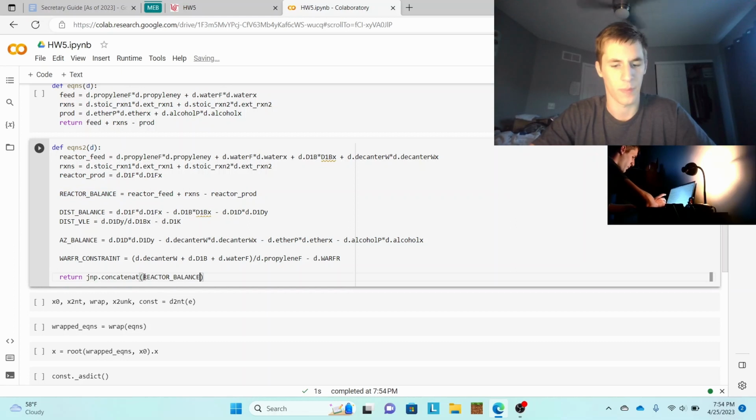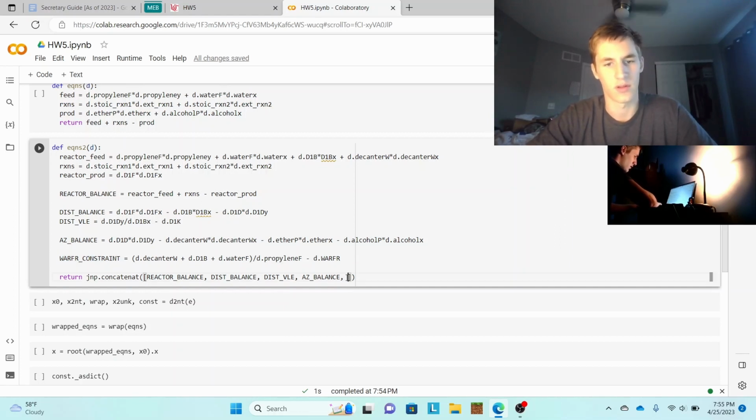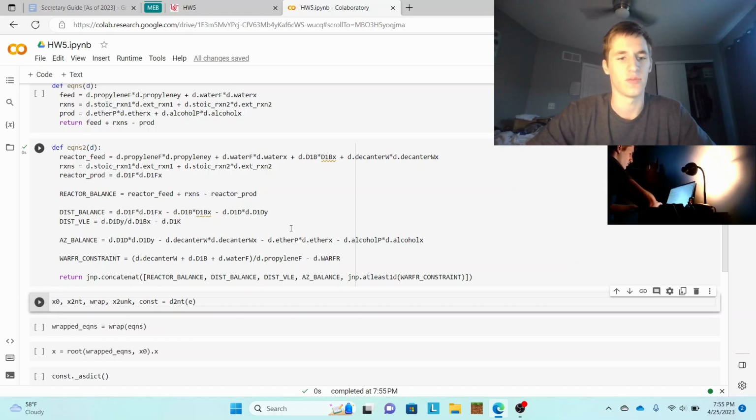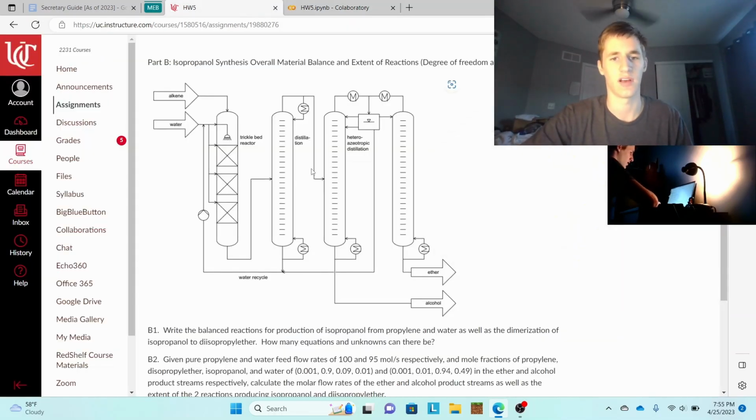reactor balance. Oh, and I need to put these in brackets. Our distillation balance, our distillation vapor liquid equilibrium, and our azeotropic distillation balance. And then for this Warfer constraint, I need to do jnp dot at least 1d and then put it inside those parentheses. And what that does is it actually turns it into a vector. All right. So now I have all of my equations within this.